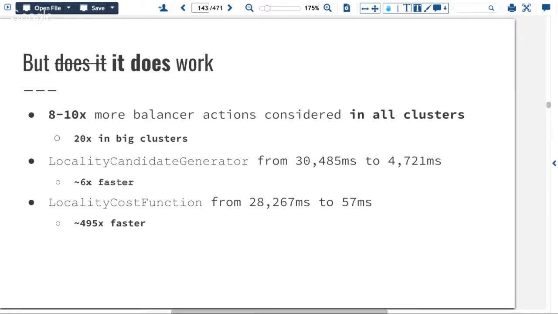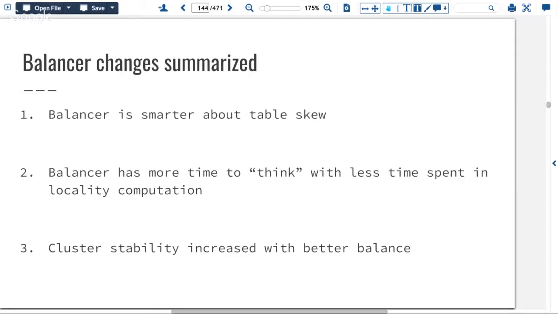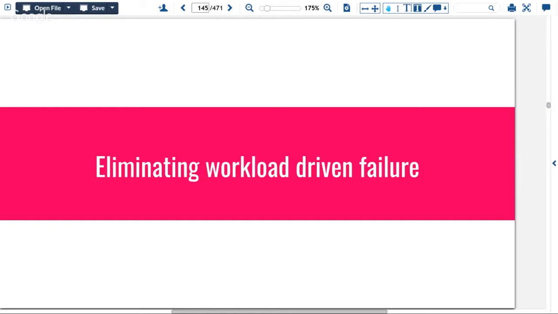And it's not just that the locality stuff is faster. It means that the rest of the balancer has so much more time to think. All those other cost functions and generators trying to optimize all those other goals, table skew, for instance, have more time to do what they're trying to do. So, summarized, we made the balancer smarter about table skew, gave it more time to think with less time in locality computation, and along with all that, we get more cluster stability through that better balance. All right, I'm going to turn it back over to James.